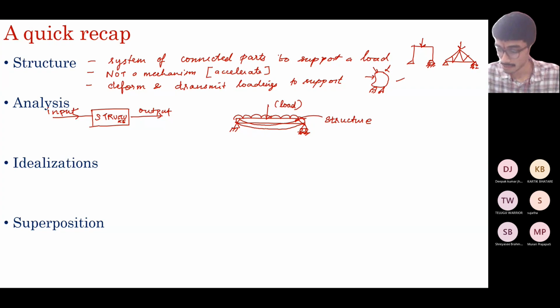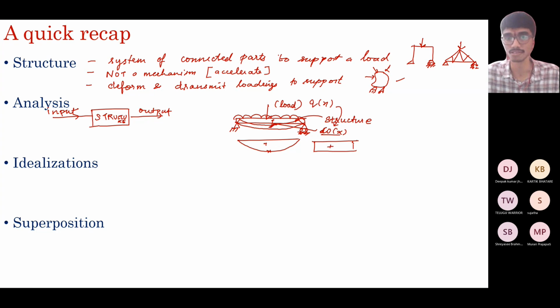How do you measure the deformation? You can call it deflection, which is some w(x). So you give some load q(x), and you get some response w(x). Or you can also call the response the bending moment. You can take the maximum bending moment as the response, or the shear force as the response. Anything can be a response.